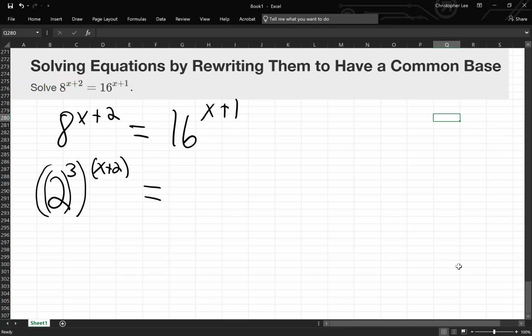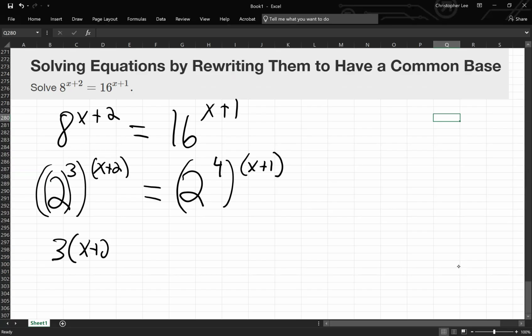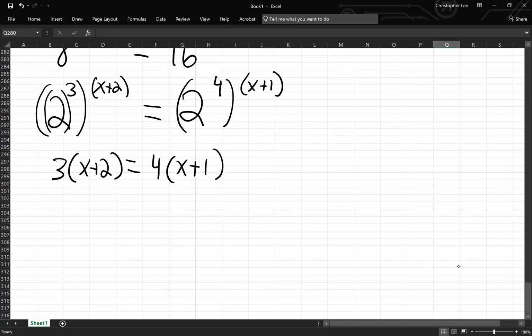Okay. Anyway, 16 could be rewritten as 2 to what power? 4, right? So this would be 2 to the 4 power, and then raise that to the x plus 1 power, right? Now I have the same base. I can eliminate the base, just work with the exponents. So this becomes what? 3 times x plus 2 is equal to 4 times x plus 1. You already know, distribute, combine like terms, all that good stuff, solve for x, right? Easy stuff. So this is what? 3x plus 6 equals 4x plus 4.